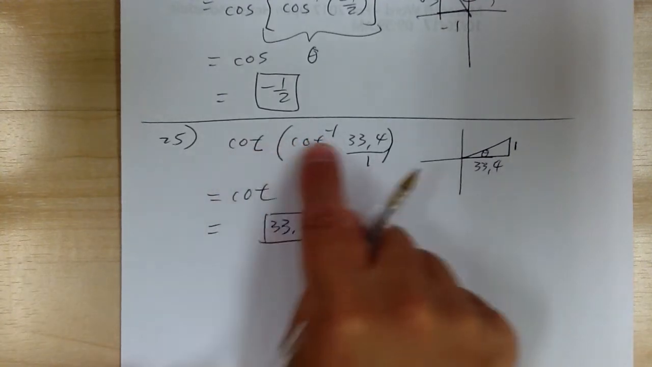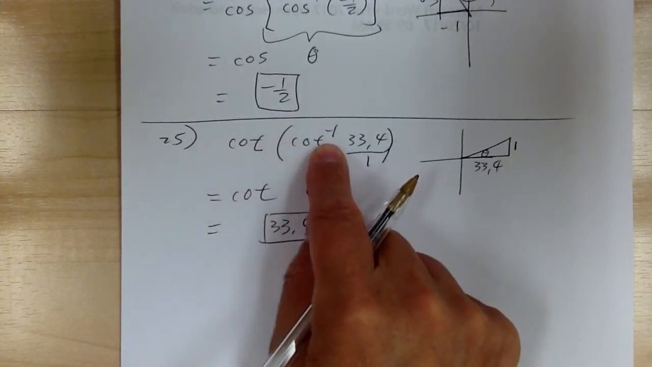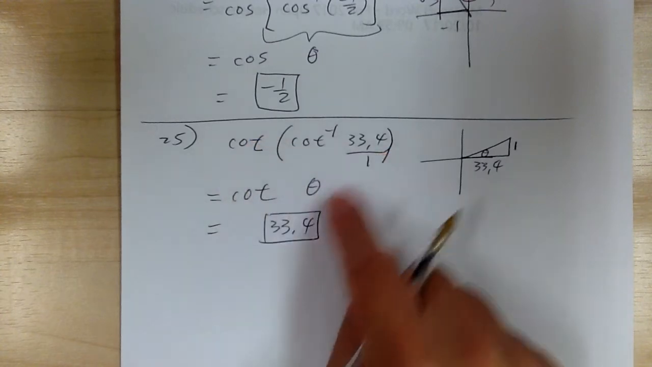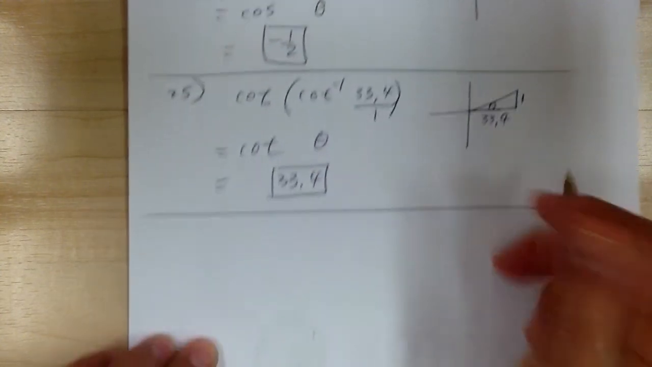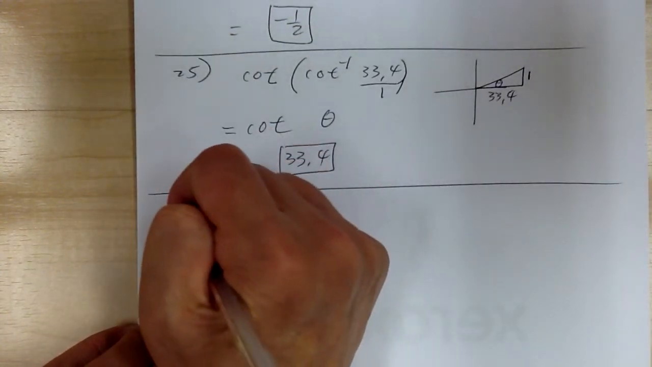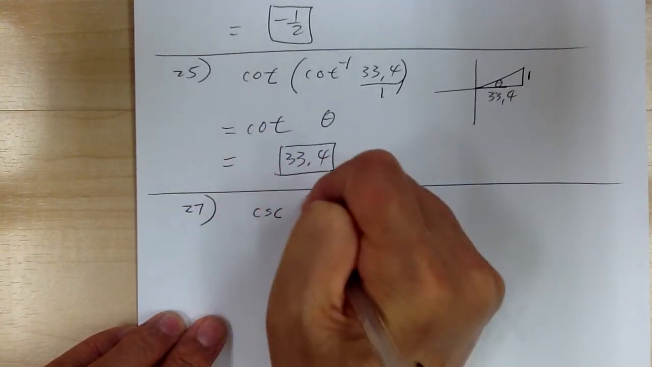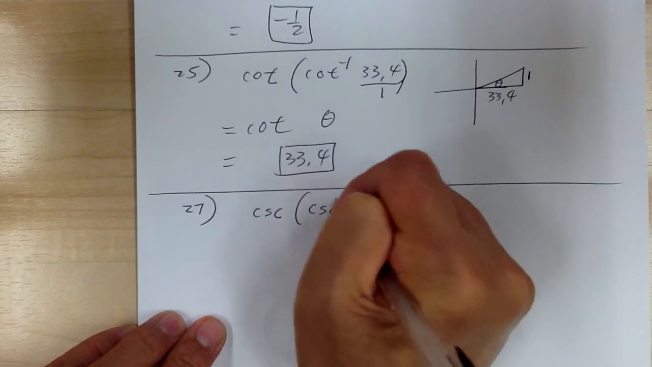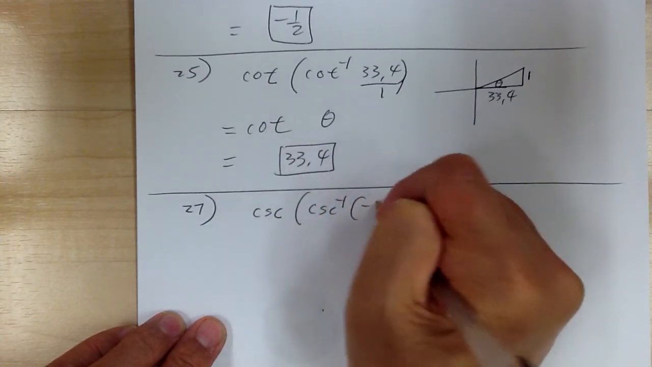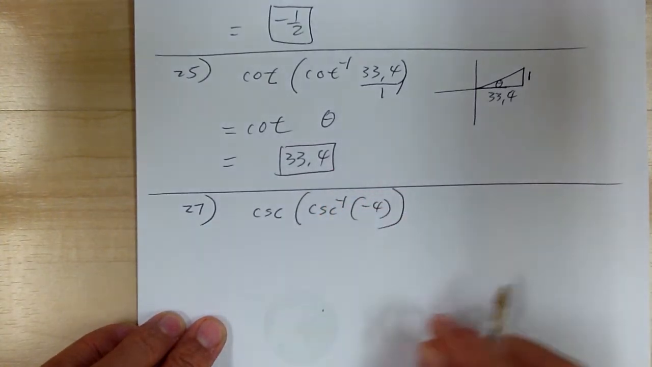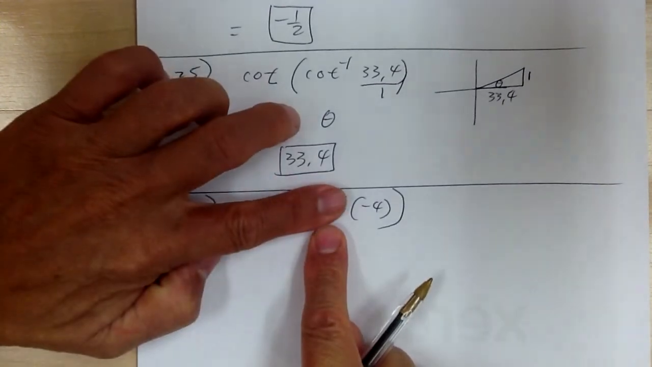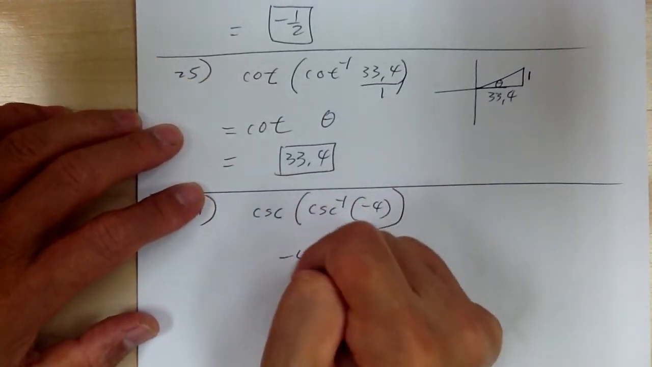So you can notice that the function and its inverse is going to cancel out, right? And so you get that. But you have to watch some of the restriction. Okay, let's go to 27. Here, cosecant of inverse cosecant of negative 4. So again, you get the same situation. Secant and cosecant is going to cancel out. So the answer would be equal to negative 4.